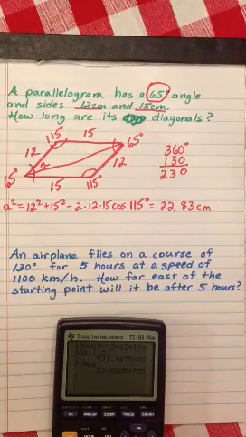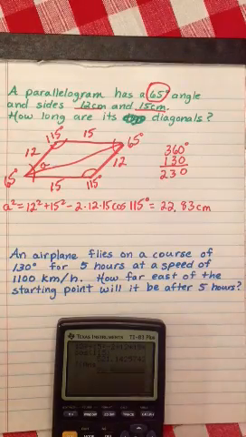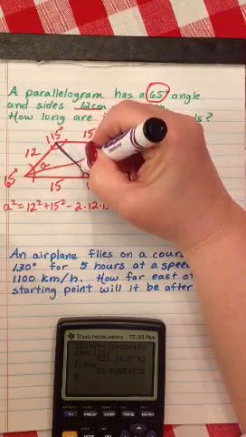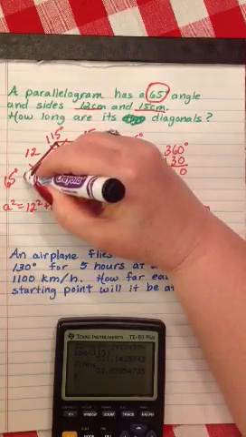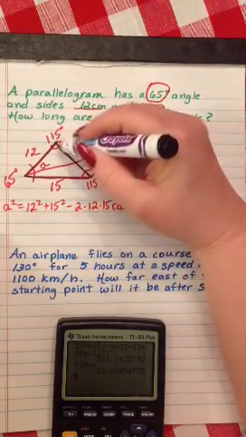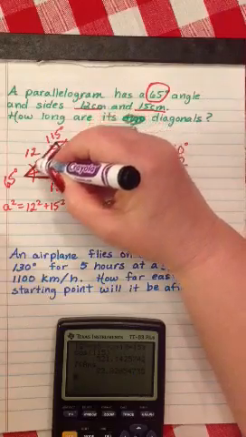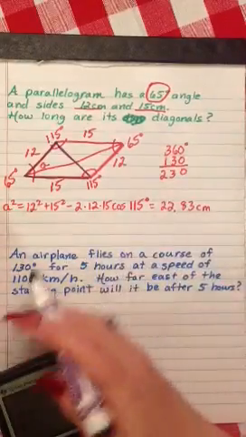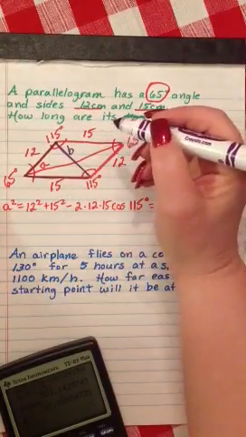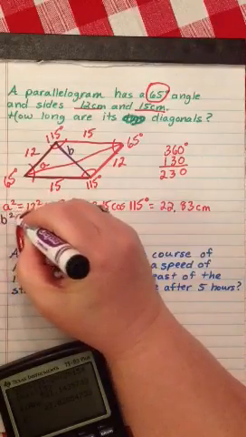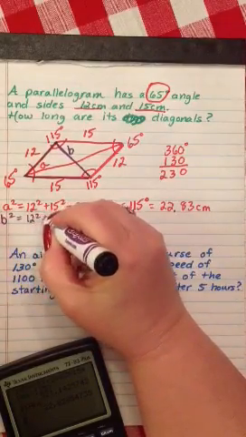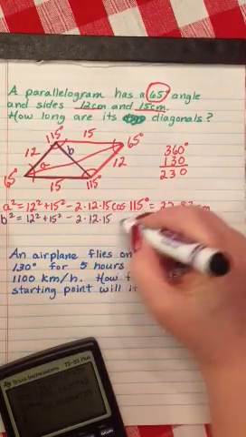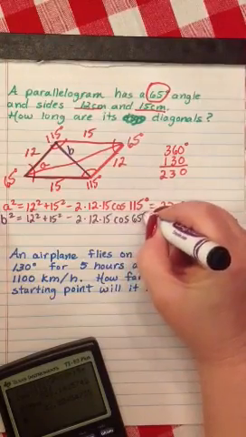Now let's consider the shorter diagonal. Maybe I'll change color pens here to do the shorter diagonal. This is the one that connects your obtuse angles right here. So now I'm considering this triangle right here, because I'm trying to find the length of this side. So I know this side is 12, this side is 15, and the angle is 65 degrees. So let's say I call this diagonal B. So I would say B squared is equal to 12 squared plus 15 squared minus 2 times 12 times 15 times the cosine of 65 degrees.